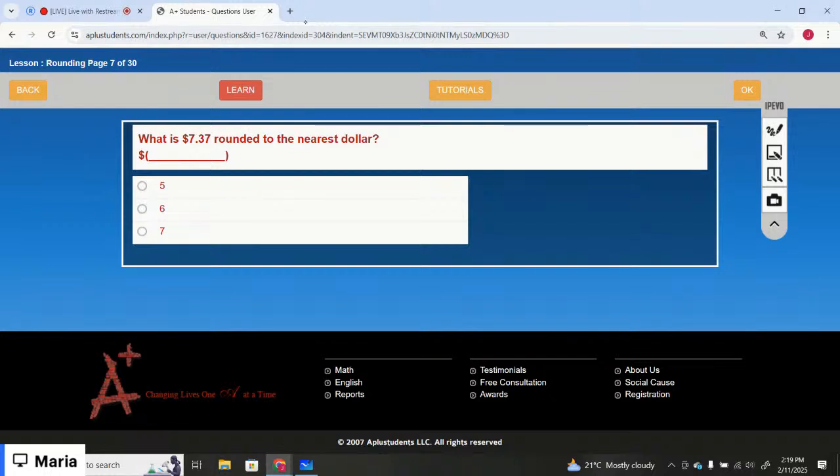What is $7.37 rounded to the nearest dollar? $7.37 rounds to $7. Option number 3 is the correct option.